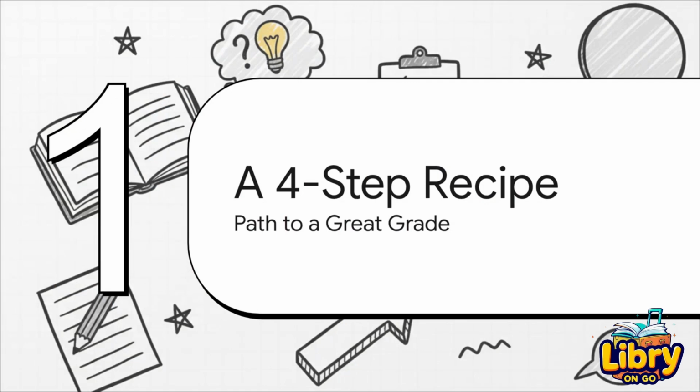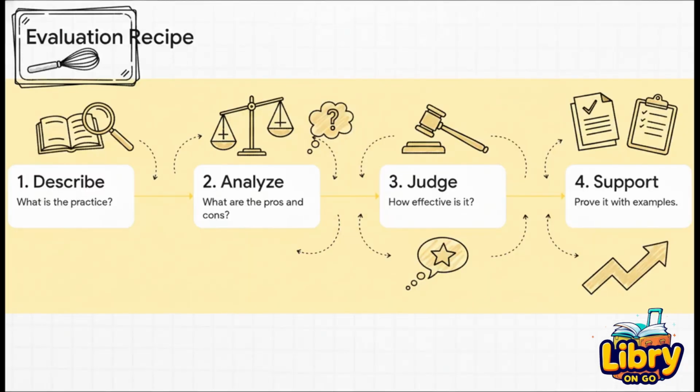Awesome. Now let's make this super practical. I'm going to give you a simple 4-step recipe that you can use every single time you see the word evaluate. Think of it as your clear path to a fantastic grade. And here it is, your 4-step recipe for success. First, you briefly describe the topic. Then you analyze it, the pros and the cons. After that, you make your expert judgment. And finally, you support that judgment with solid proof.